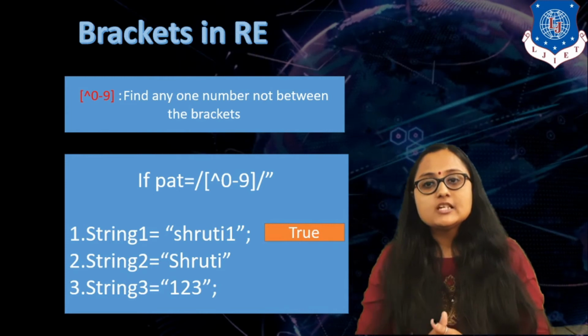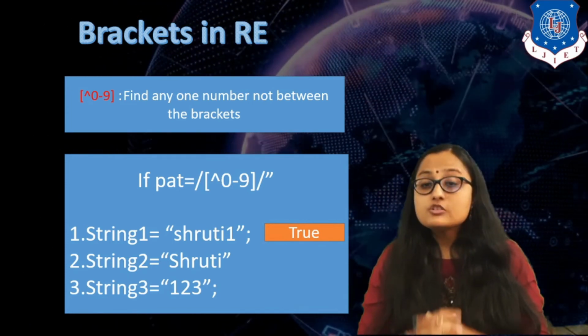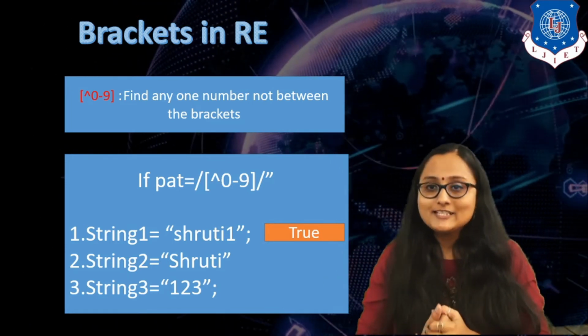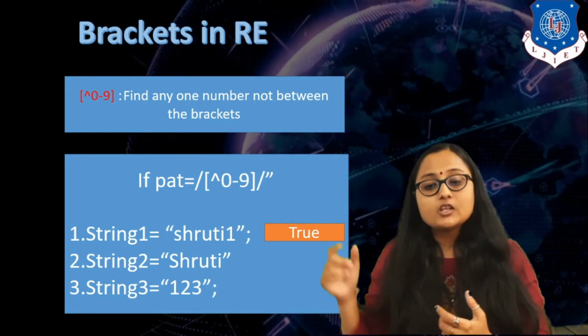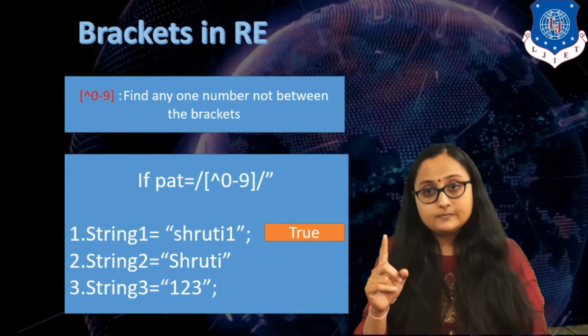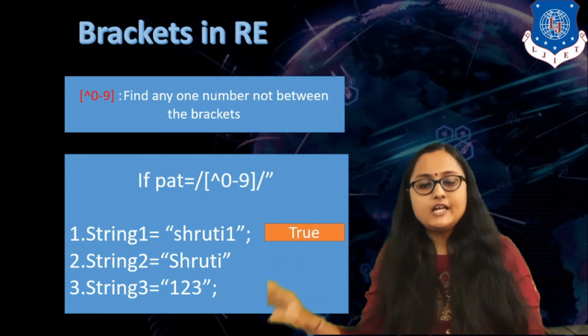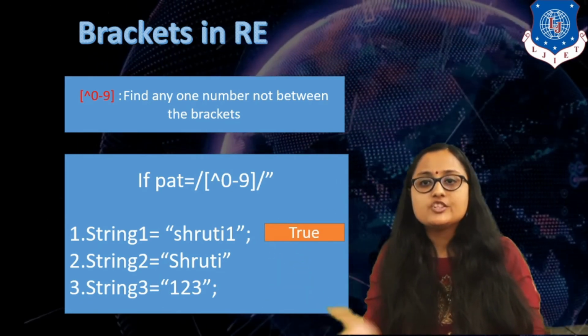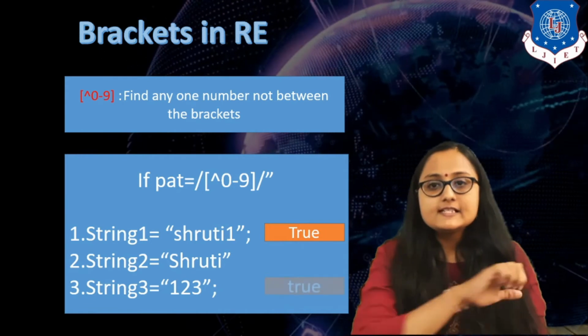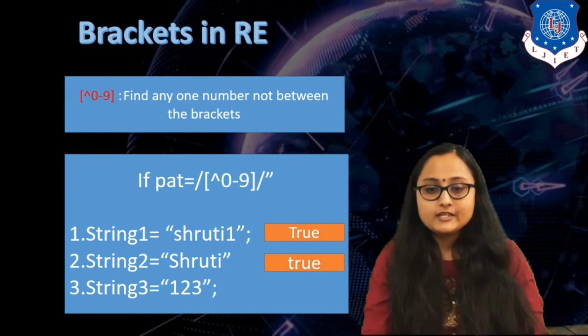The next string is only Shruti. Is this string valid according to this pattern? Yes, because the pattern says you must have one character which is apart from a number, and you have all the characters in this string which are apart from a number. So yes, this string is also valid according to the pattern.